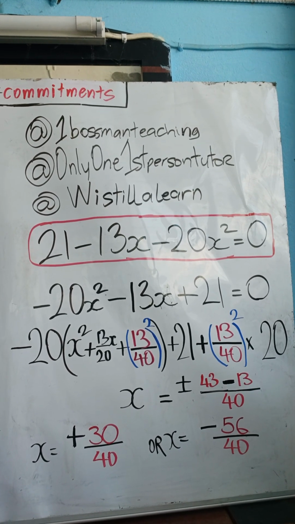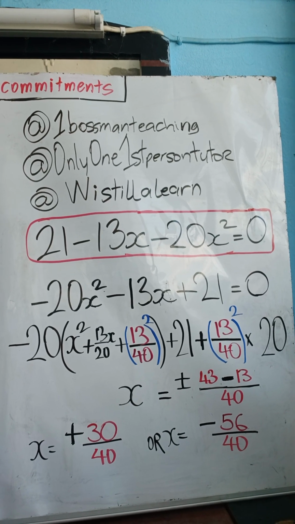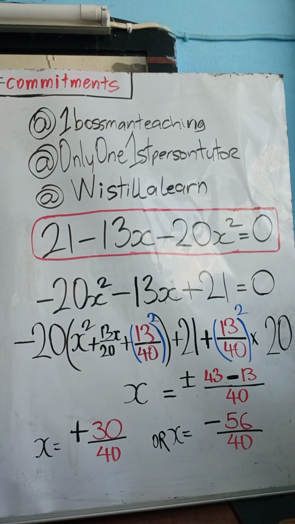So what we're going to do is reduce those fractions. We're going to have 3 over 4 on the left. And then, of course, we can divide 56 by 8 and 40 by 8.